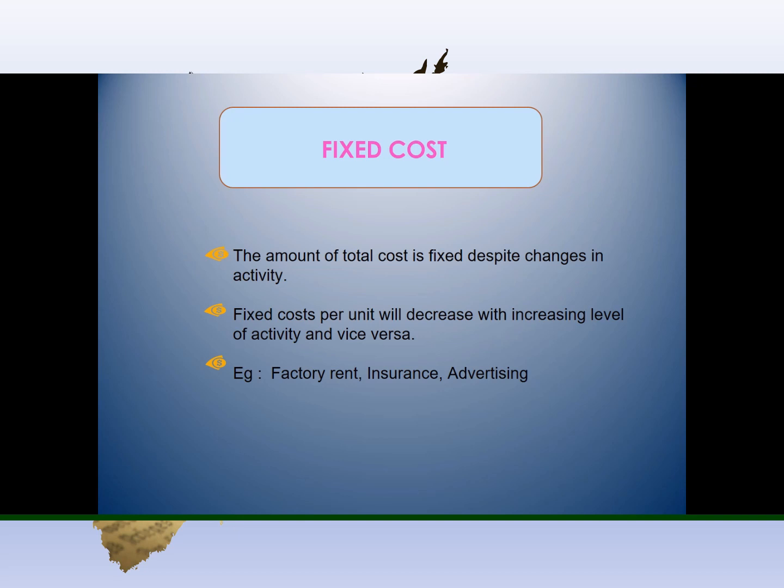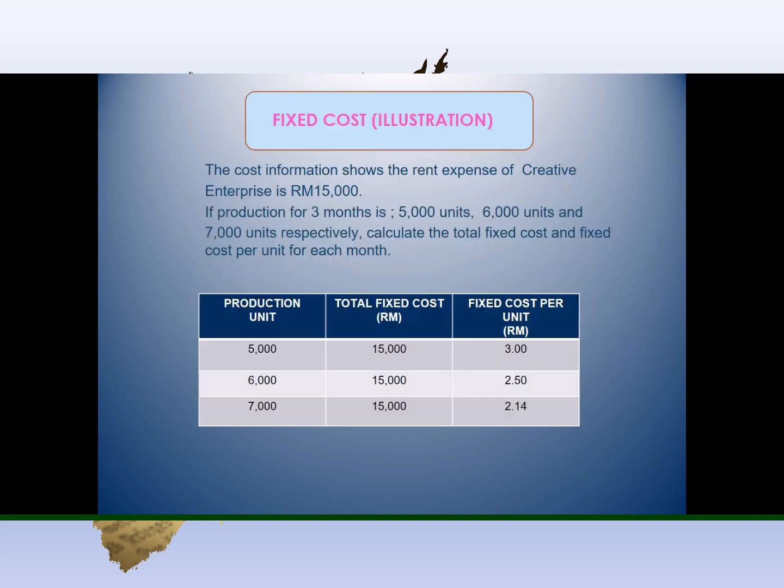Fixed cost. The amount of total cost is fixed despite changes in activity. Fixed cost per unit will decrease with increasing level of activity and vice versa. For example, factory rent, insurance, advertising.